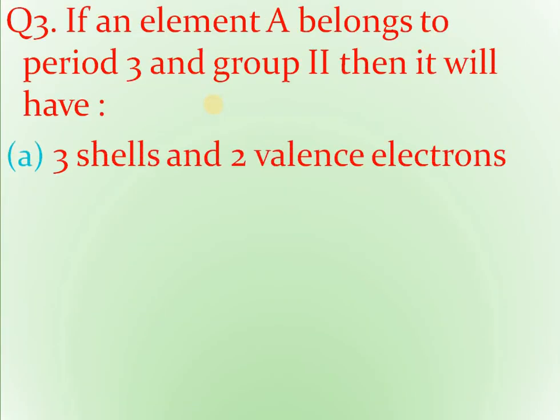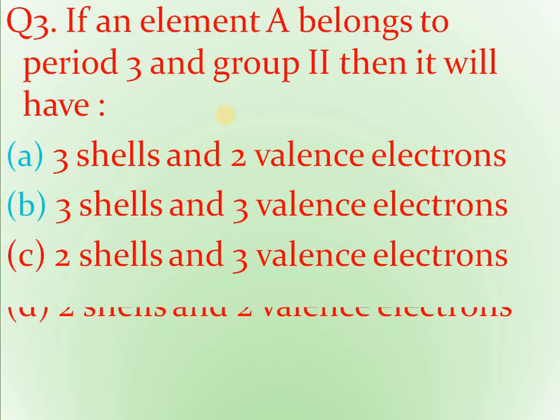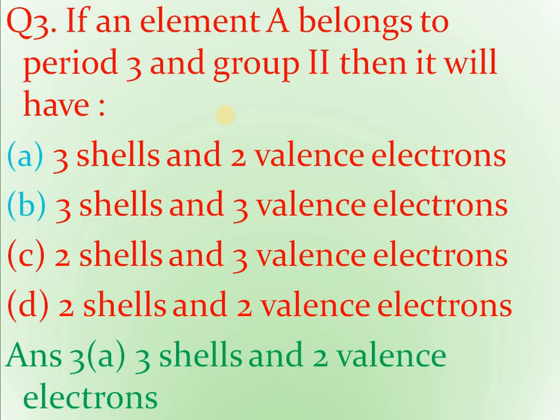Next are MCQ-based questions. Let us see: element A belongs to period 3 and group 2. So period 3 means 3 shells, and group 2 means 2 valence electrons. So the answer would be 3 shells and 2 valence electrons.